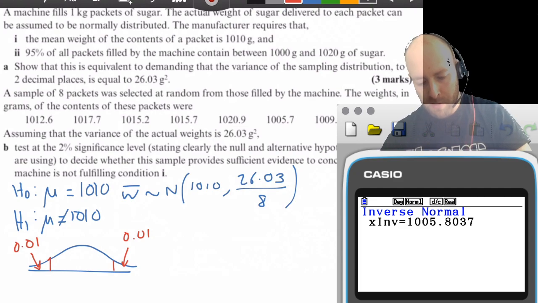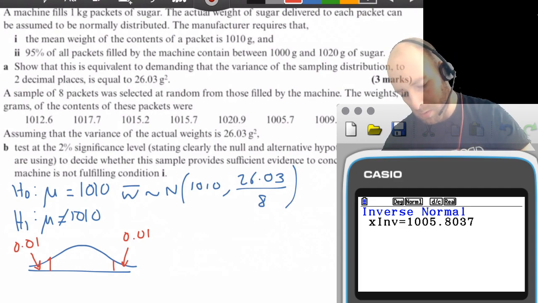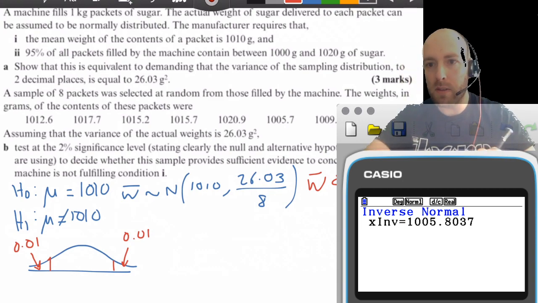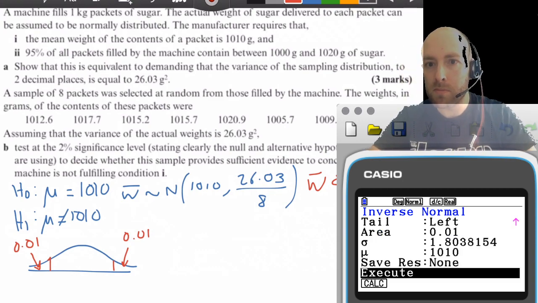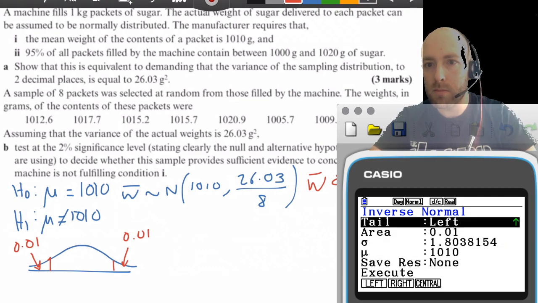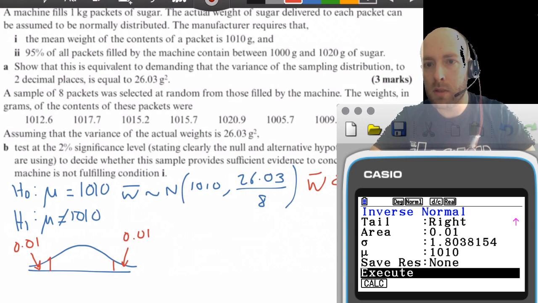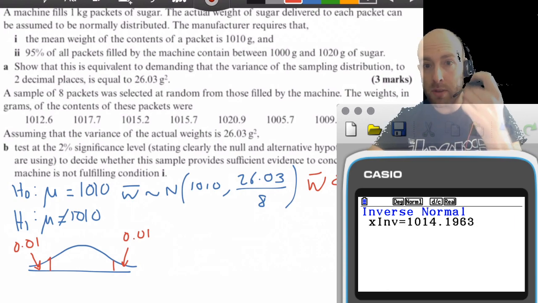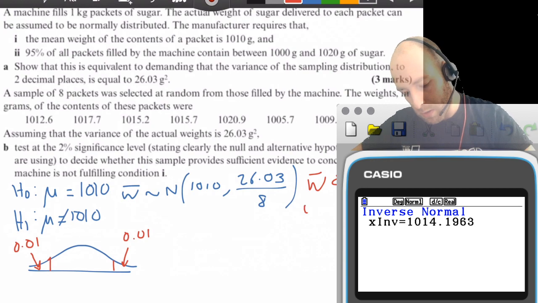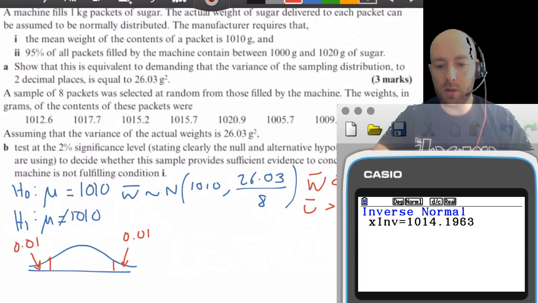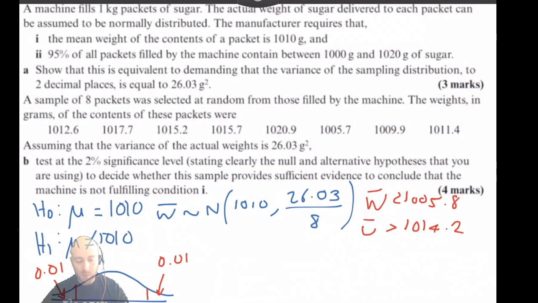So W less than 1005.8. And for the upper one, let's just change the tail. And we get 1014.2. So W is more than 1014.2. Cool. So those are my critical regions. The last thing we need to do is find our test statistic. We got all these values. We need to find what the mean from our sample is.